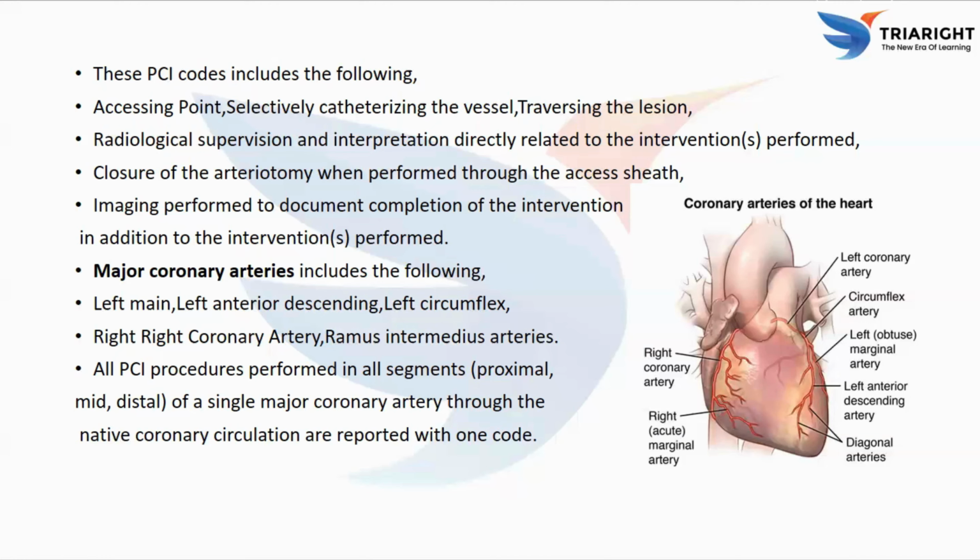So next is the native coronary circulation versus bypass graft. Native coronary arteries and bypass grafts are coded separately. So each has its own PCI codes.